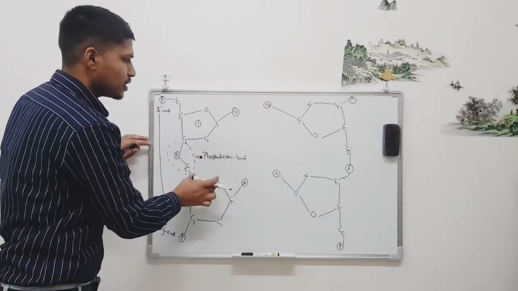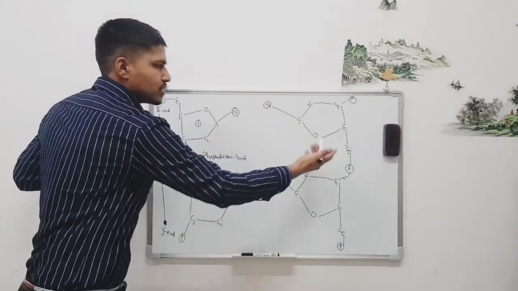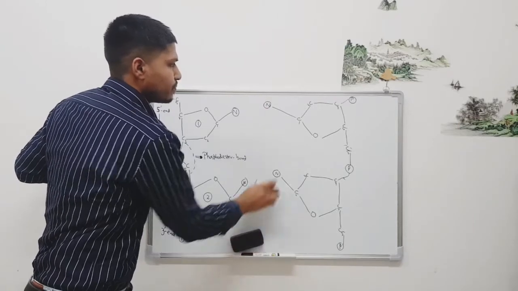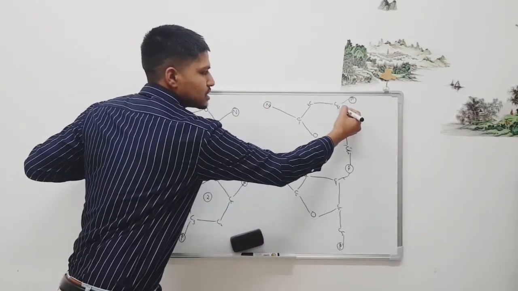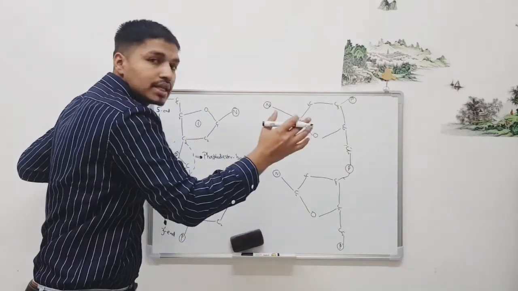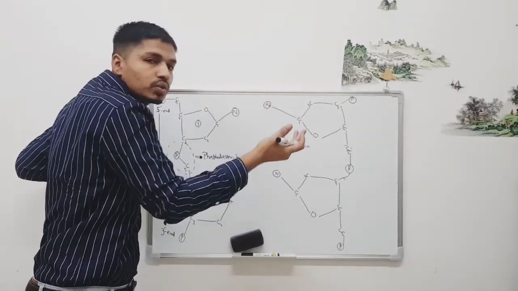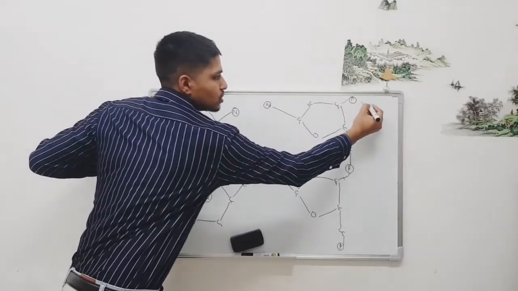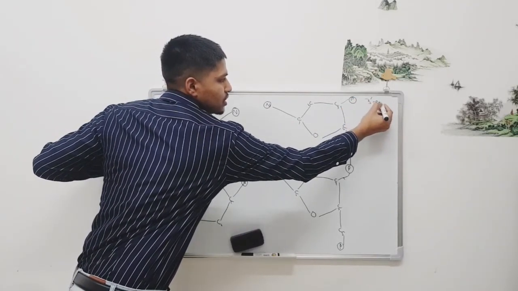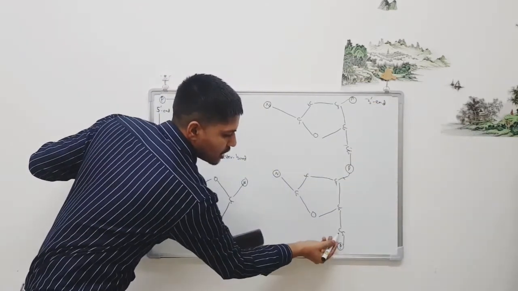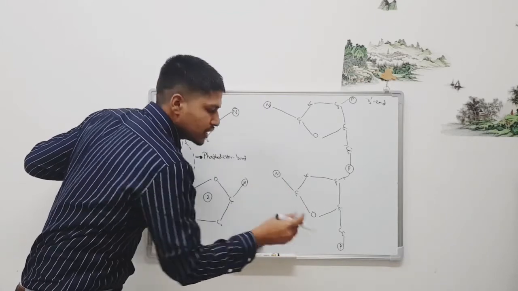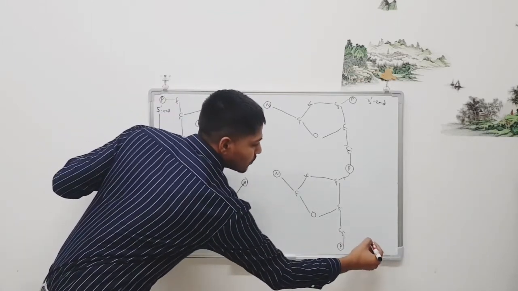If this is the first strand, now just look at the second strand. Look at this. This is carbon number 3, and this phosphate molecule is free. No other nucleotide is attached to this. So this is the 3 prime end, which is free. And look at this, this is carbon number 5. It's also free. No other sugar molecule is attached to this. So this is the 5 prime end.